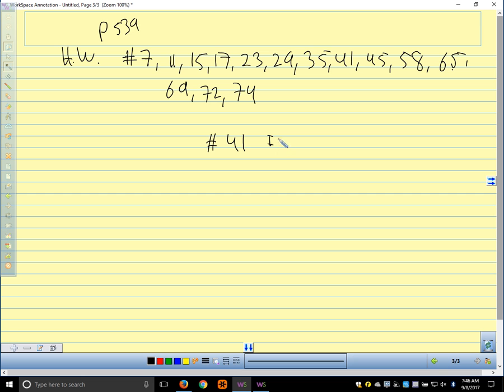So wait, where's that? Number 41 is integration by parts plus trig sub. I would suggest doing that one because it's fun. For number 51, integration by parts. Number 51, you end up with a secant to the third theta. You do that by integration by parts.